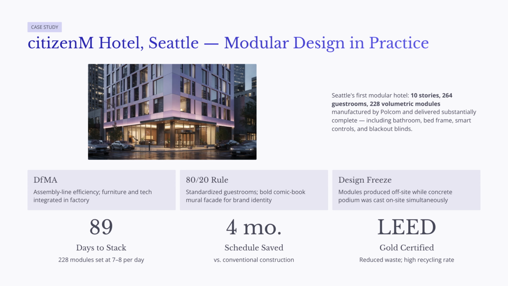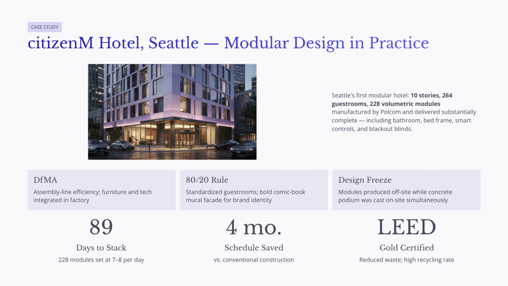The project also benefited from design freeze discipline and parallel scheduling. While the concrete podium was being constructed on site, the modules were being produced off-site. This required early coordination and strong control of design decisions. When the modules arrived, the team was able to set approximately 7 to 8 modules per day. The 228 modules were stacked in only 89 days, and the overall schedule was shortened by about 4 months compared with conventional construction.